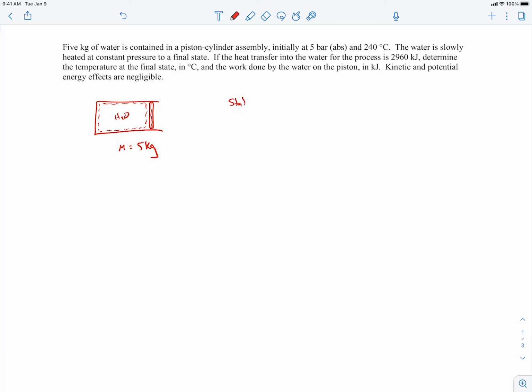So let's write state 1 has P1 equal to 5 bar absolute. T1 is 240 degrees C. So we know the properties at state 1. The water is slowly heated at a constant pressure, so constant pressure is going to be important. And it's being heated, so I'll just sketch that into my energy flow diagram. If the heat transfer into the water for the process is 2,960 kilojoules, so let me just jot that down.